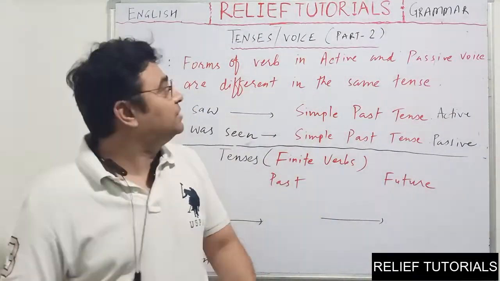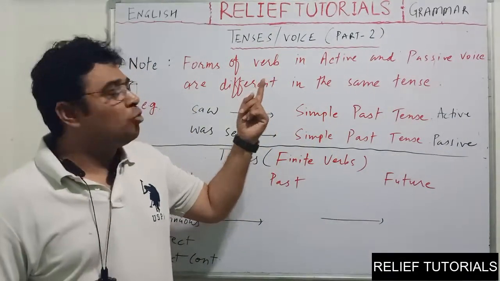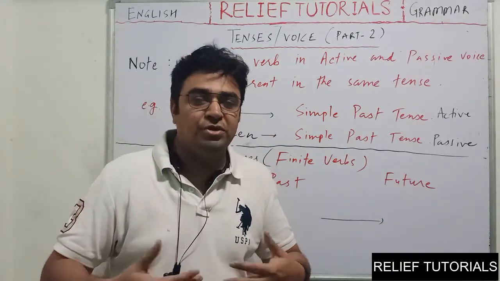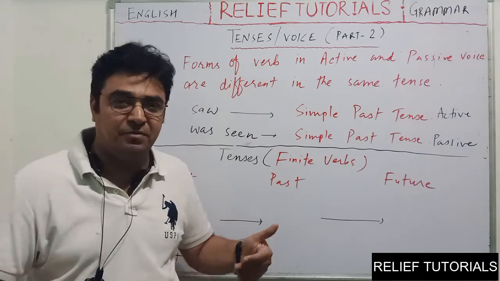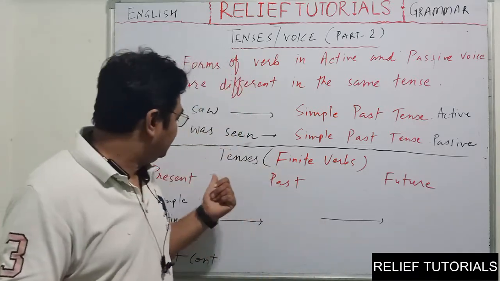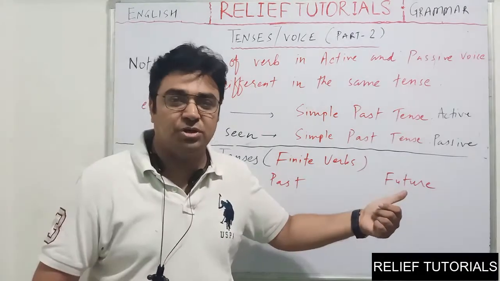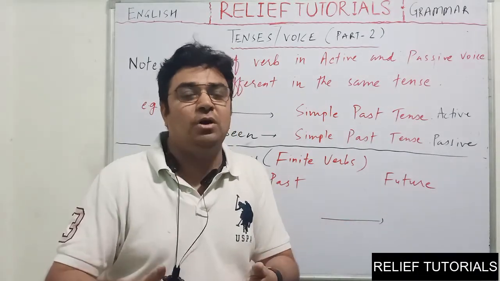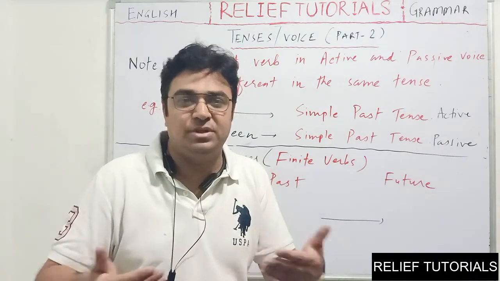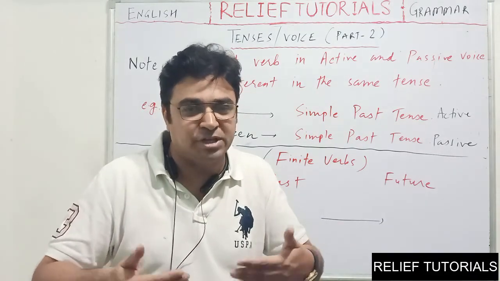So friends, here we end part 2 of tenses and voice. In the coming parts, we're going to discuss all these 12 tenses, starting with the simple forms of all the tenses, present, past as well as future. You will come to know how the sentences are formed, how they are made negative and into questions, along with their examples. It will be a very fruitful experience.